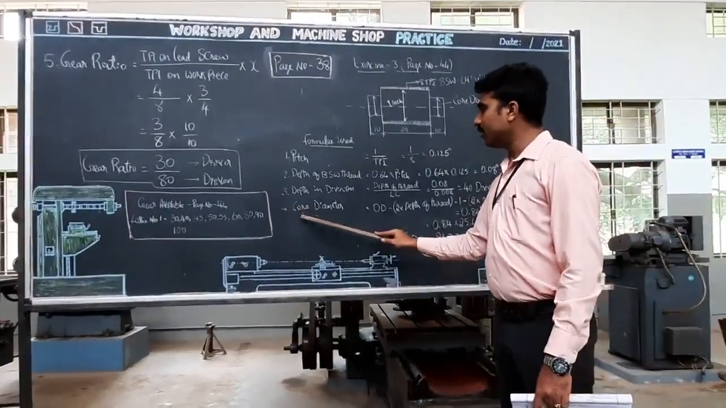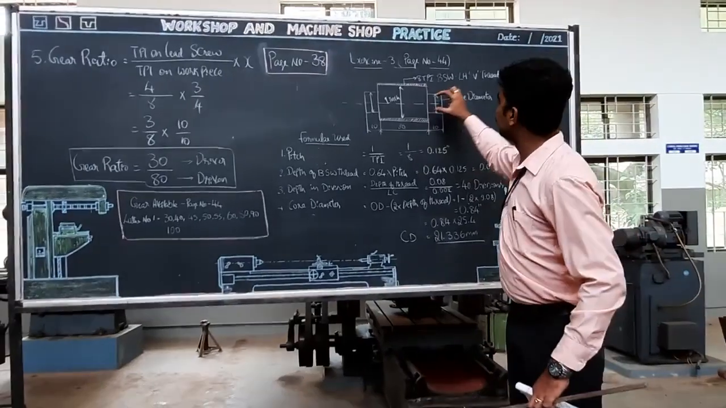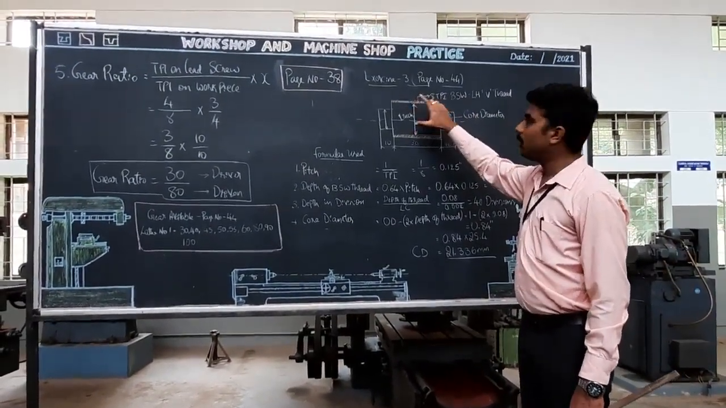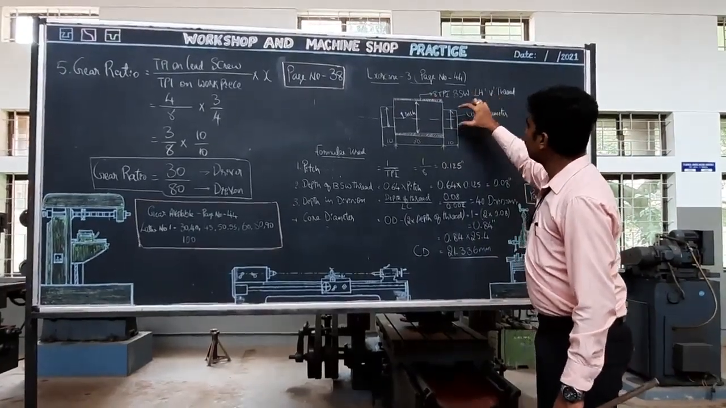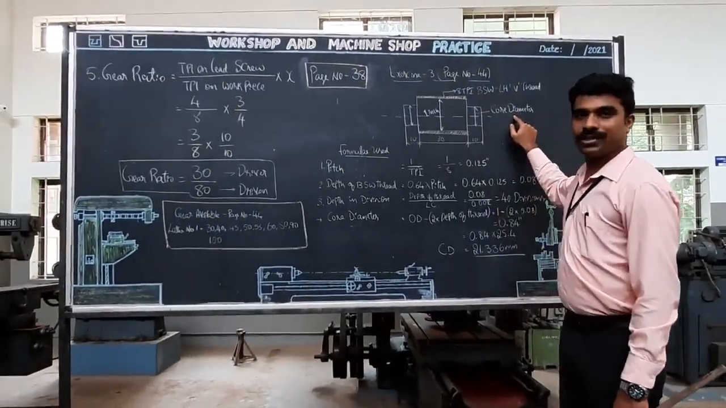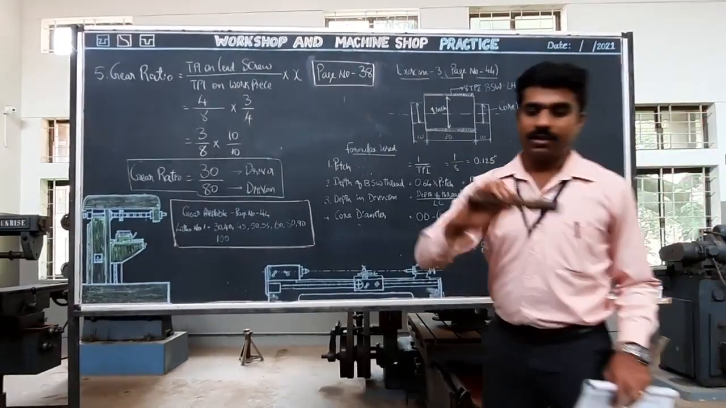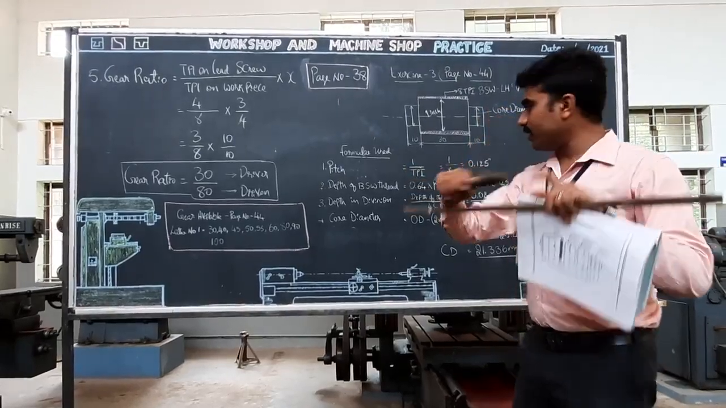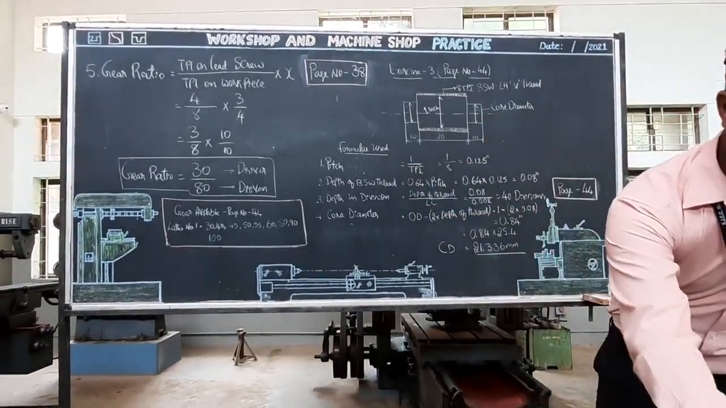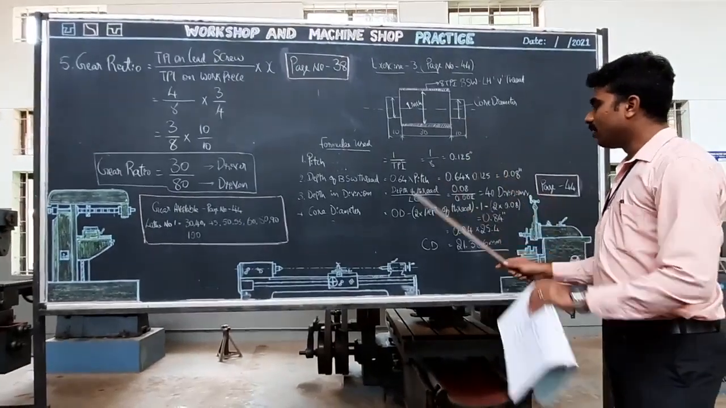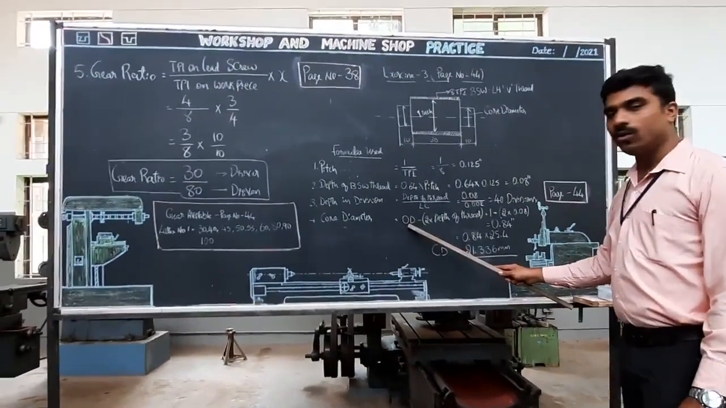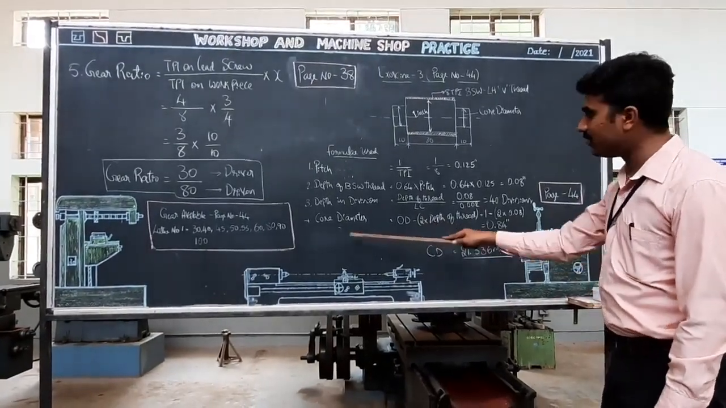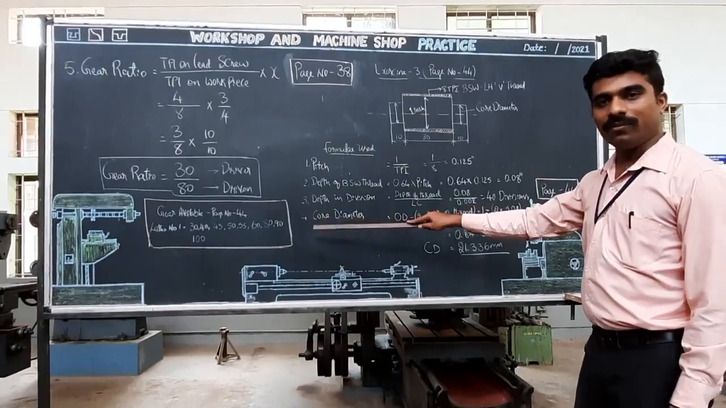The fourth one is core diameter. Core diameter is this part. You can see this is the place where you do the left hand V thread, and this is the core diameter portion. This portion I am calculating, that is, what is the core diameter. To calculate the core diameter, the equation is OD minus 2 into depth of thread. OD stands for outer diameter. This is the equation you have to use to calculate core diameter.